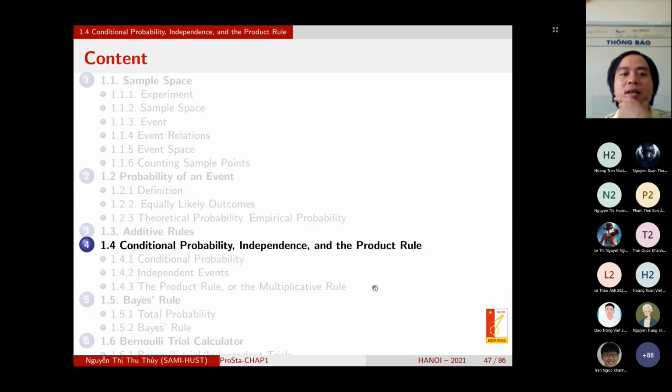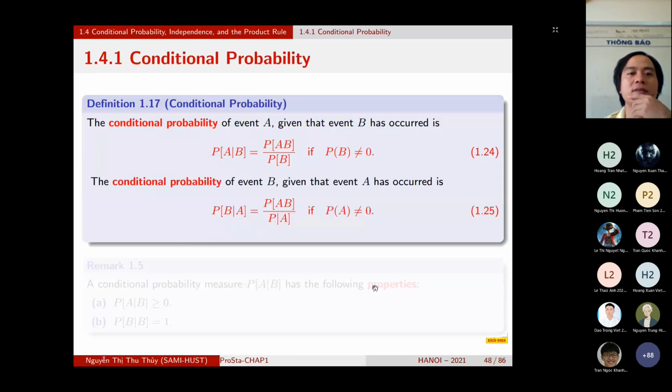It's not difficult to calculate the formula 1.22. Now we move to conditional probability and the concept of independence, and we also consider the product rule. We already have the additive rule, and now we consider the product rule. The definition of conditional probability I have already said.